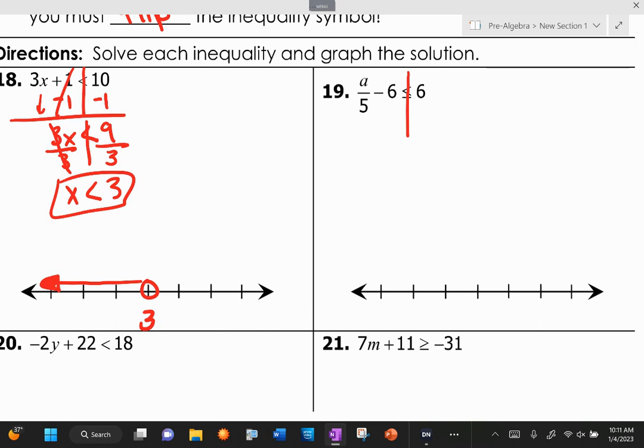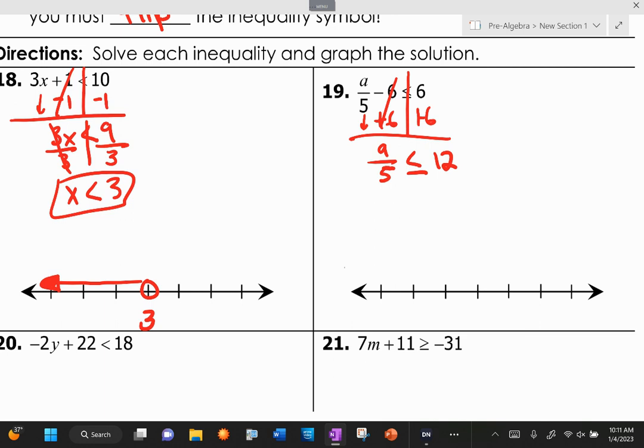Yes, so which one do we undo first? By adding 6 to both sides. Bring down the a over 5. Less than or equal to 6 plus 6 is 12.